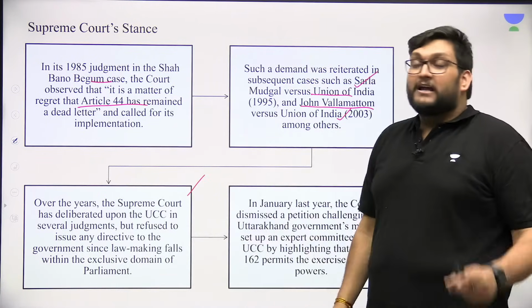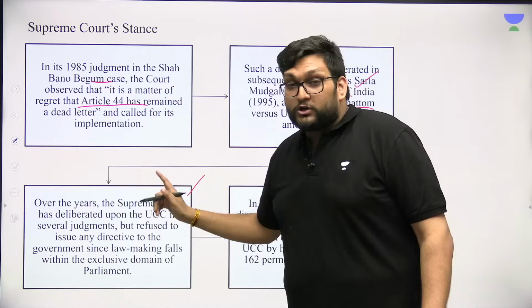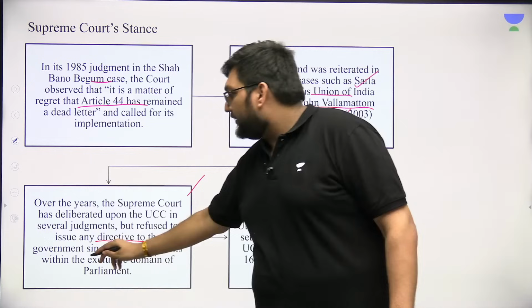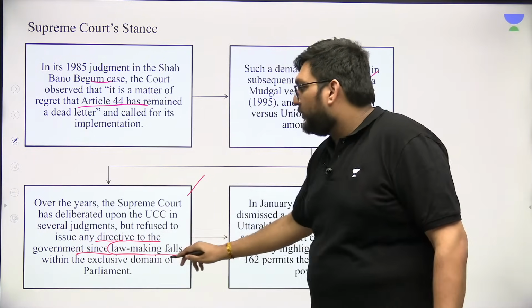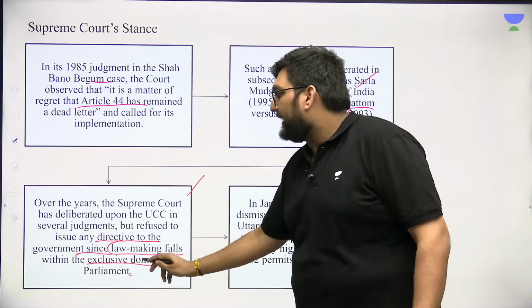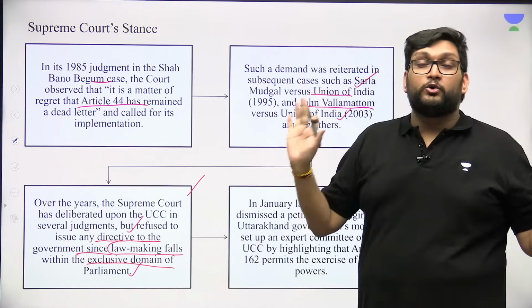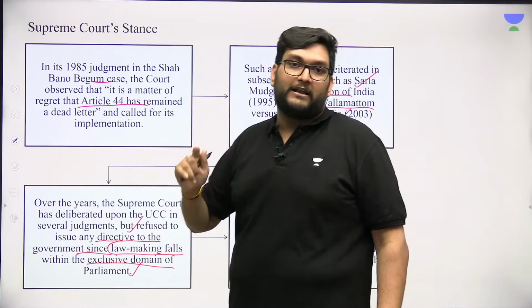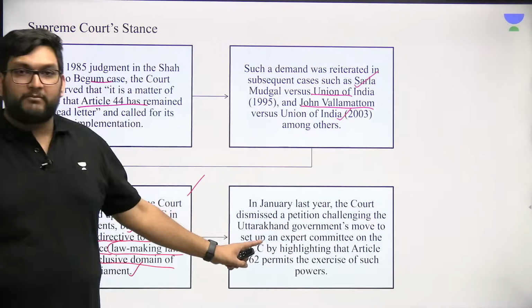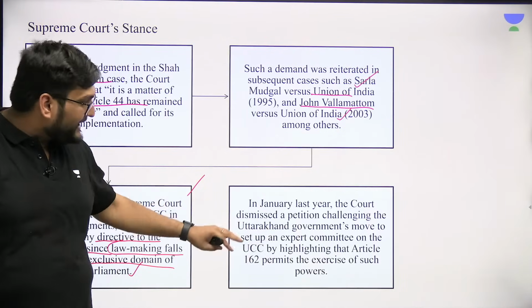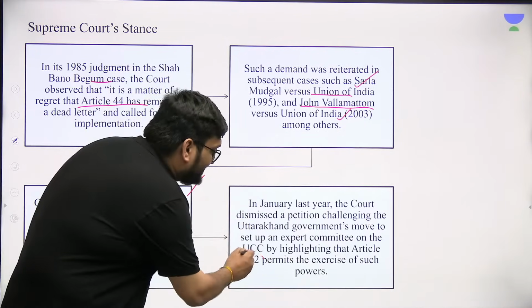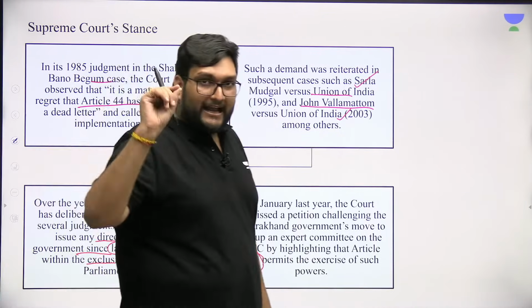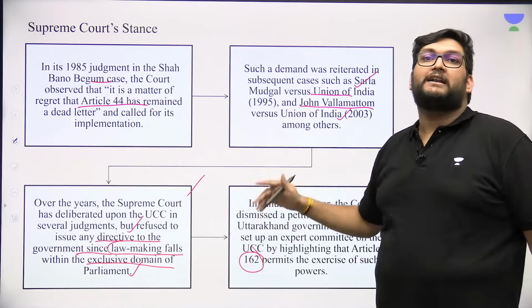And over the years, and this is a very important point, the Supreme Court has argued that the directive is to the government, since law-making falls within the exclusive domain of the parliament and therefore it will refuse to give any judgment, and this UCC is under the exclusive domain of the parliament. And recently when the Uttarakhand government tried to go for a UCC, it was taken to court. There again, the Supreme Court quoted Article 162 and said that it is under the right of the state government to go for a UCC under Article 162.